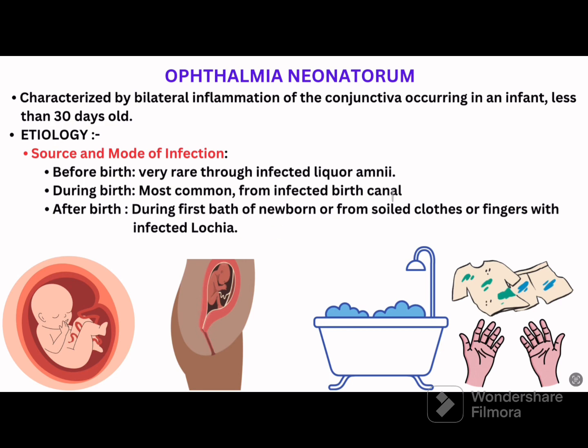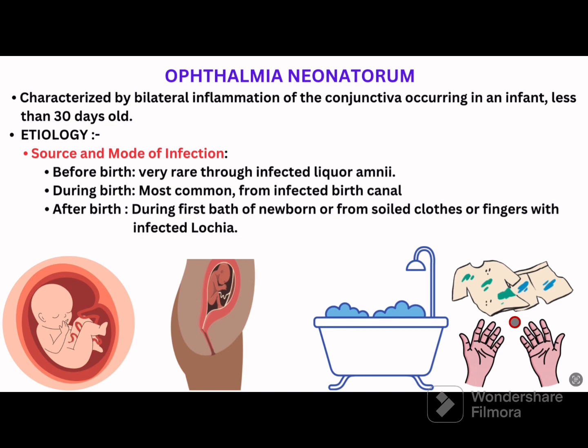Whereas during birth, what happens? During birth is the most common. How? Through your infected birth canal. If the mother is infected, then when the baby is being born, through her infected birth canal, especially when the baby is born by a face presentation, or with forceps delivery. Now, how does it occur after birth? After birth, infection may occur during the first bath of the newborn or from soiled clothes or fingers with infected lochia.